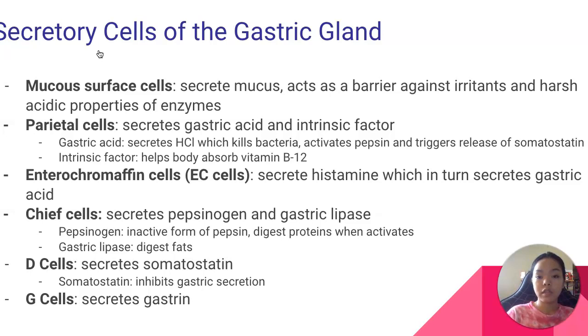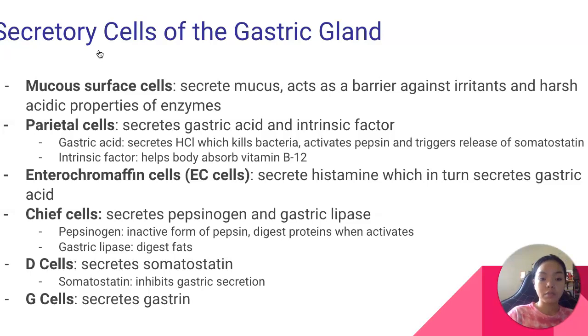ECL cells secrete histamine, which in turn stimulates gastric acid secretion. Chief cells secrete pepsinogen and gastric lipase. Pepsinogen is the inactive form of pepsin. So once pepsinogen meets with hydrochloric acid, it becomes activated and becomes pepsin. And pepsin is extremely important for the digestion of proteins. Gastric lipase is responsible for digesting fats. So these two are secreted by the chief cells.